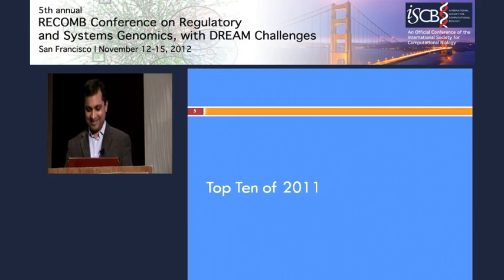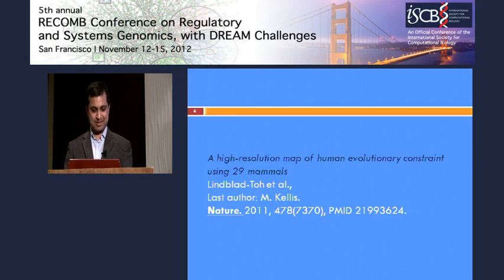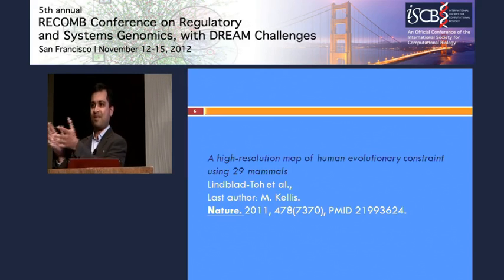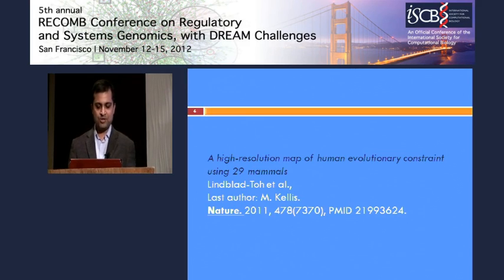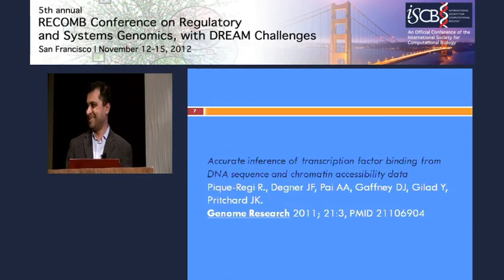Take it away. Okay, so the first one is a high-resolution map of human evolutionary constraint using 29 mammals. Lindblad-Toh et al., last author Manolis Kellis. This paper appeared in Nature 2011. The next one: Accurate inference of transcription factor binding from DNA sequence and chromatin accessibility data. Pique-Regi et al., last author Jonathan Pritchard, and Yoav Gilad.